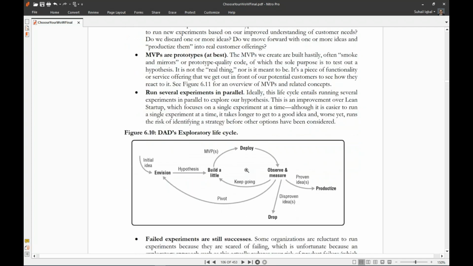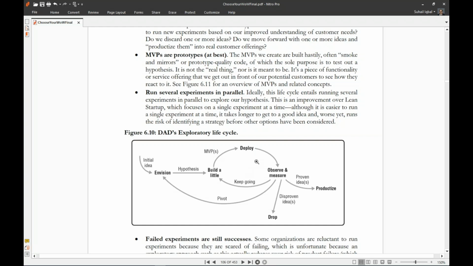Run several experiments in parallel. Ideally, this life cycle entails running several experiments in parallel to explore our hypothesis. This is an improvement over lean startup, which focuses on a single experiment at a time. Although it is easier to run a single experiment at a time, it takes longer to get to a good idea, and worse yet, runs the risk of identifying a strategy before other options have been considered.